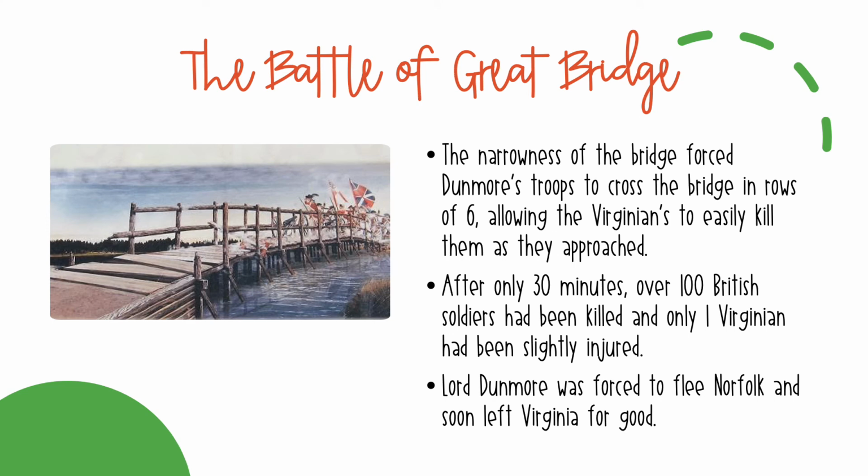The narrowness of the bridge forced Dunmore's troops to cross the bridge in rows of 6, allowing the Virginians to easily kill them as they approached. After only 30 minutes, over 100 British soldiers had been killed, and only one Virginian had been slightly injured. Lord Dunmore was forced to flee Norfolk and soon left Virginia for good.